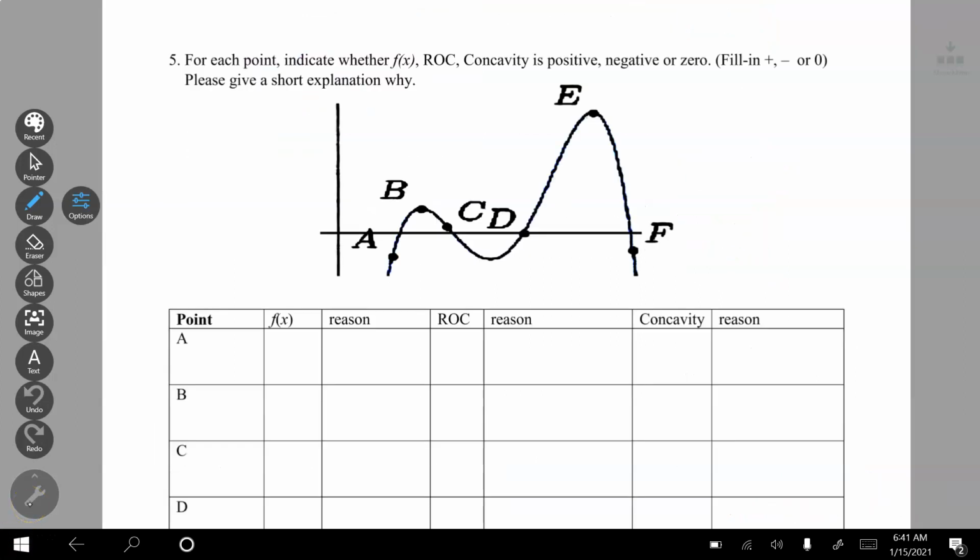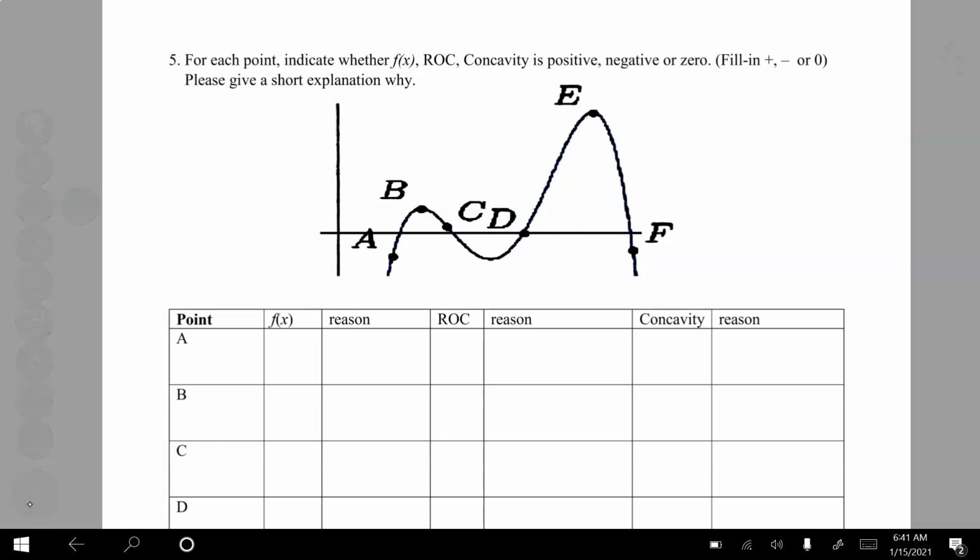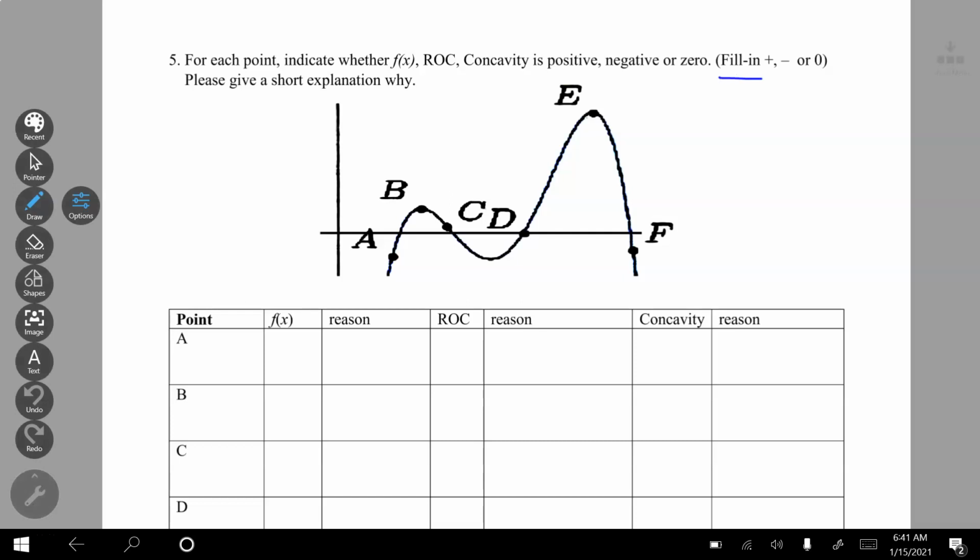So I'm going to take all these points on the graph, A through F, and I'm going to talk about the f of x value, the rate of change value, and the concavity value. I'm always going to fill in either positive, negative, or 0 for any one of these squares, and then I'm going to give a reason, a short little explanation. So f of x is just really the y value. ROC is just really the slope. And the concavity is, how is it curving?